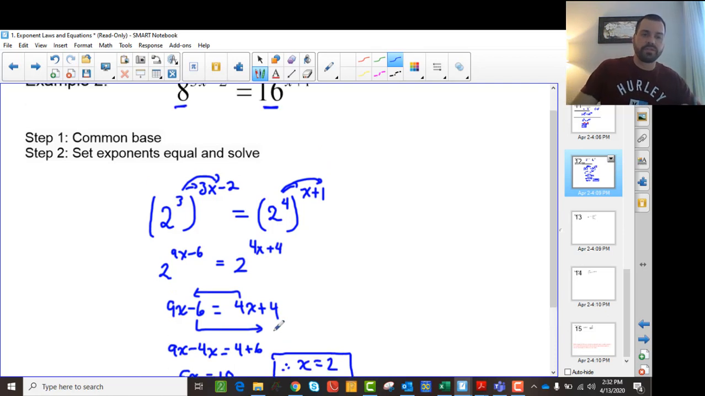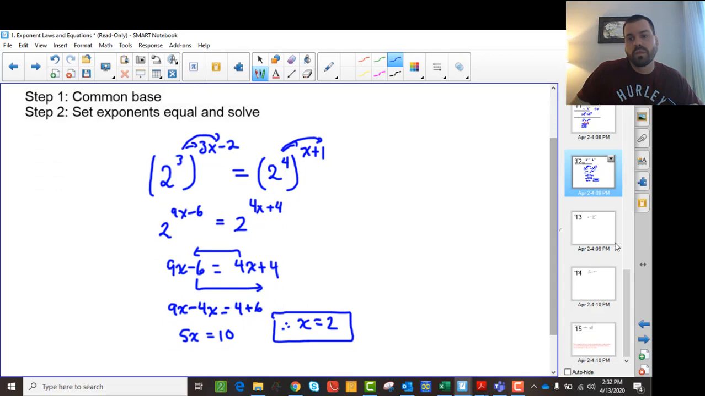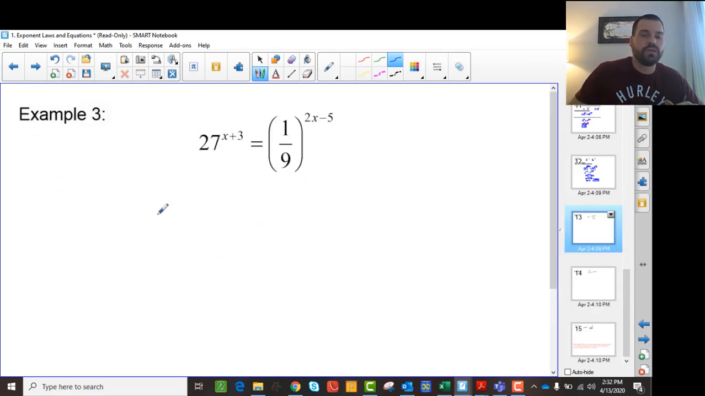And again, you can go back up and check. I'm not going to this time, but I would encourage you to if you want to. Okay, here's another example. This one, we have to use 27 and 9.